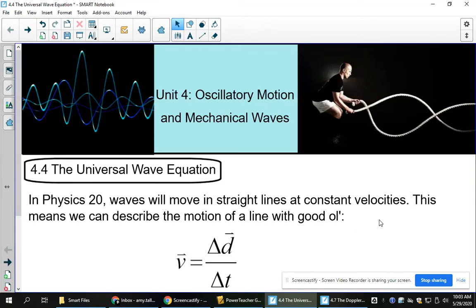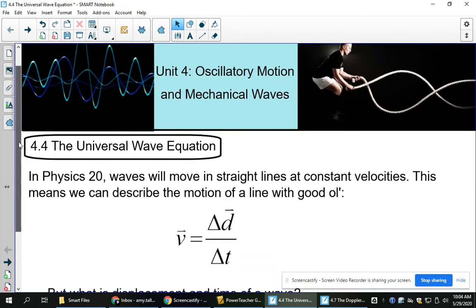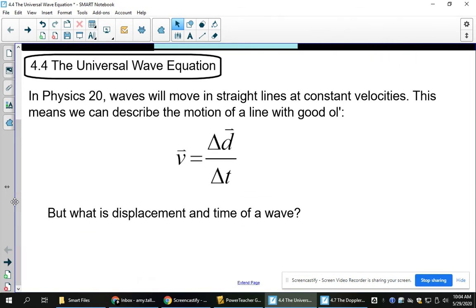Hi guys, this lesson is on 4.4, the universal wave equation. So in Physics 20, waves will move in a straight line at constant velocities. This means that we can use good old v equals d over t to describe the motion of a wave since we're doing constant velocity. So what does this mean in terms of the wave terminology?